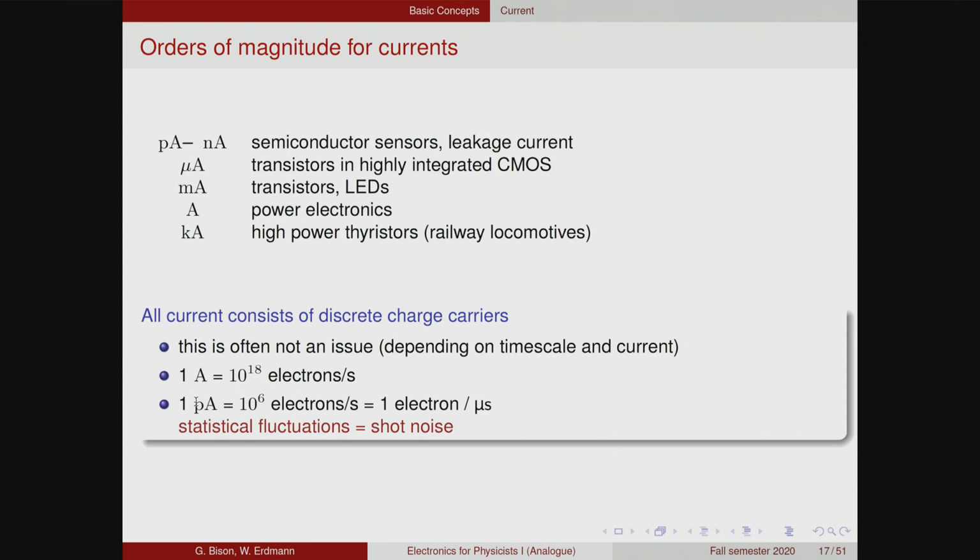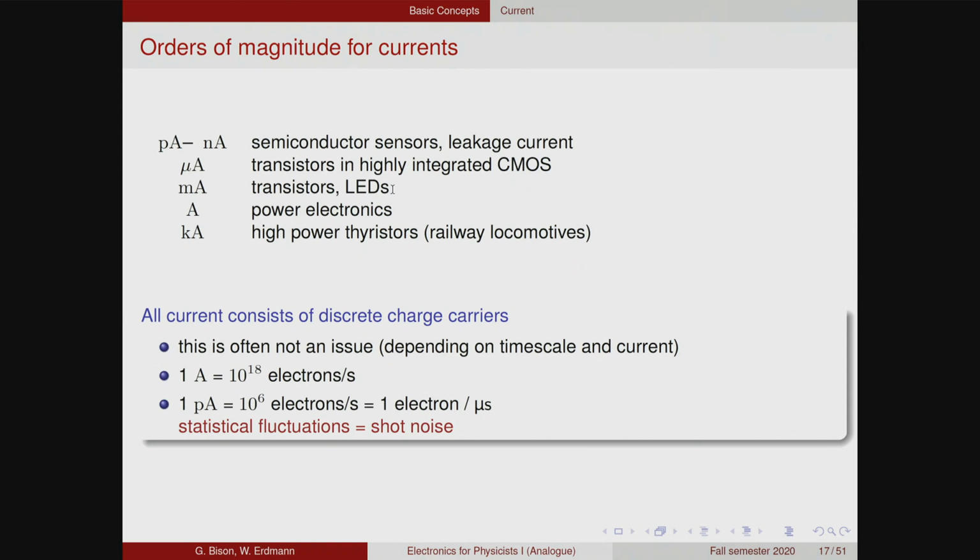Orders of magnitude for current: pico to nanoampere is something we have in semiconductor sensors or leakage currents. So these are very small effects. Microamperes are typical currents in transistors or highly integrated circuits. And milliamperes are something you would have in a small discrete transistor. It's the current that makes an LED shine, a few milliamperes.